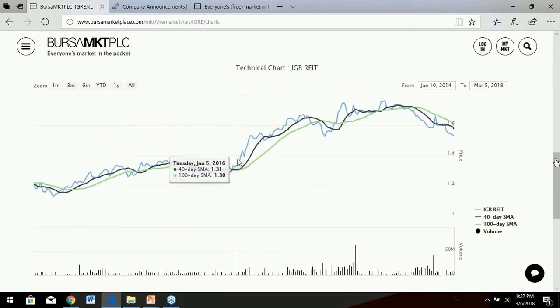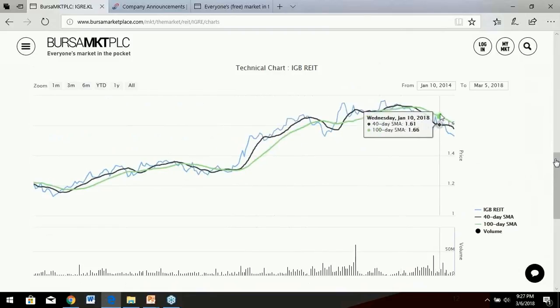Now, if you see the blue line go up, which means the stock price has increased, can you see that the black line is above the green line? So in order to tell whether the stock price is moving on an uptrend or downtrend, if the black line, which is the 40-day line, moves above the 100-day line, it's an uptrend. That's the first thing. The second thing is all three lines, the blue, the black, and the green, all move upwards. So that's the second indicator that I will look at to confirm that IGB REIT, or any stock at the moment, is moving on an uptrend. Now, how do you spot the downtrend?